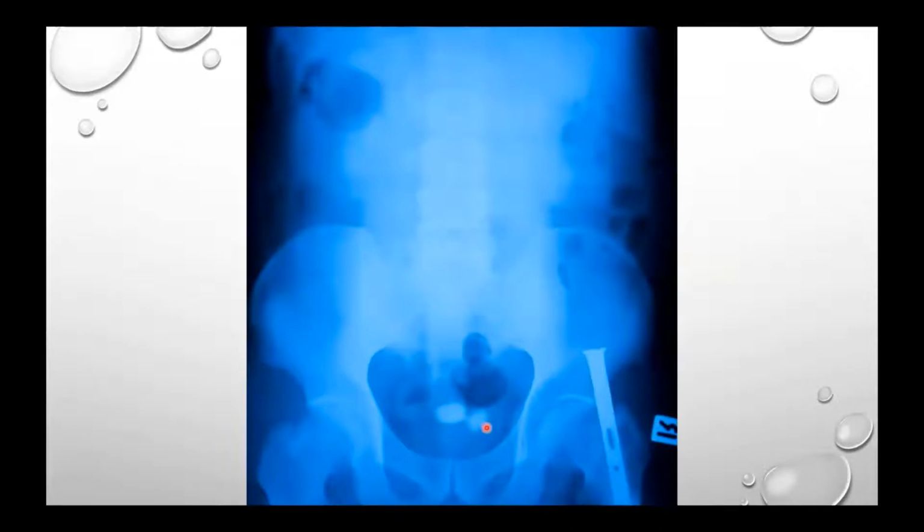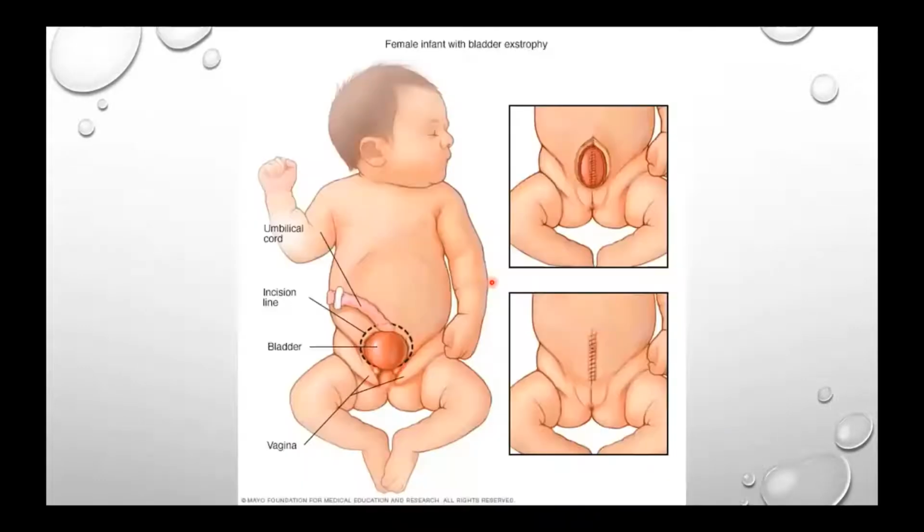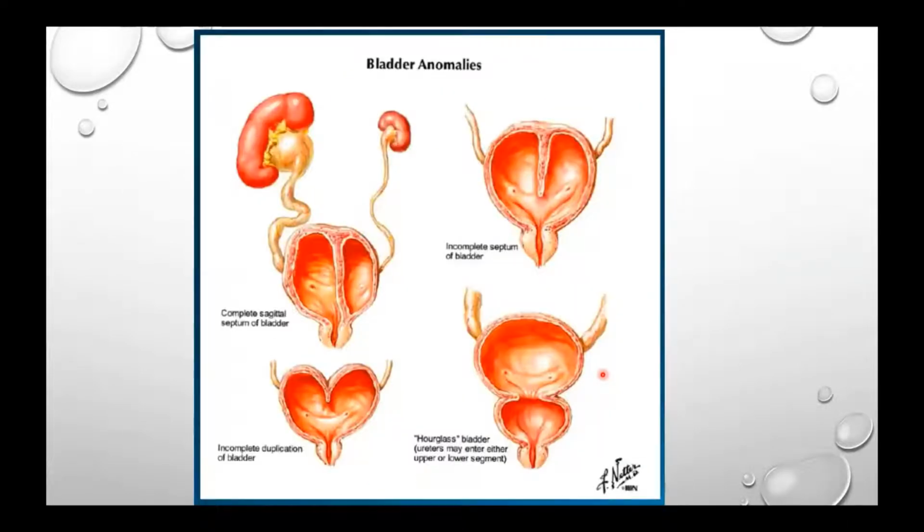You can see two calculi are present here. And you can see this is a large calculus inside the urinary bladder. And this is a picture of ectopia vesicae, a picture after surgical repair. And this is the hourglass bladder. You can see the septum forming in different ways, and this is exactly the hourglass bladder. The septum is seen here itself. These are the other possibilities in congenital malformation.